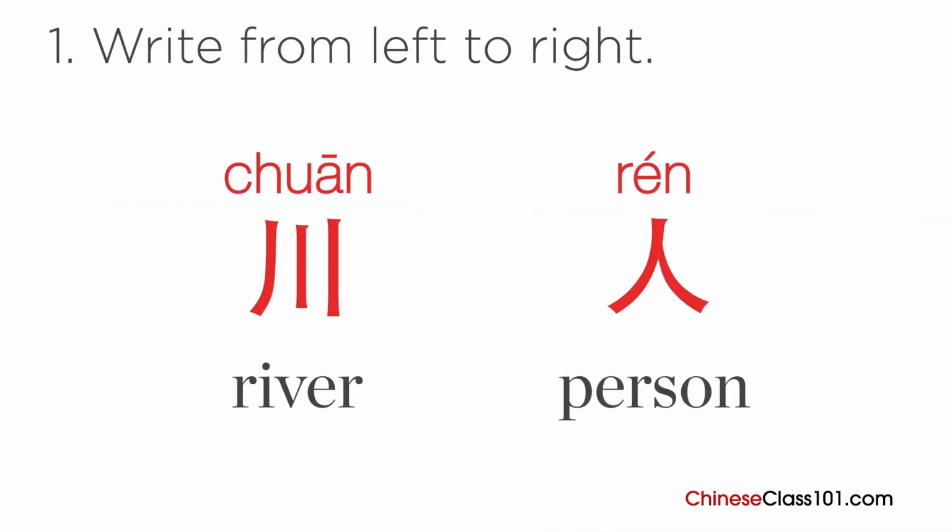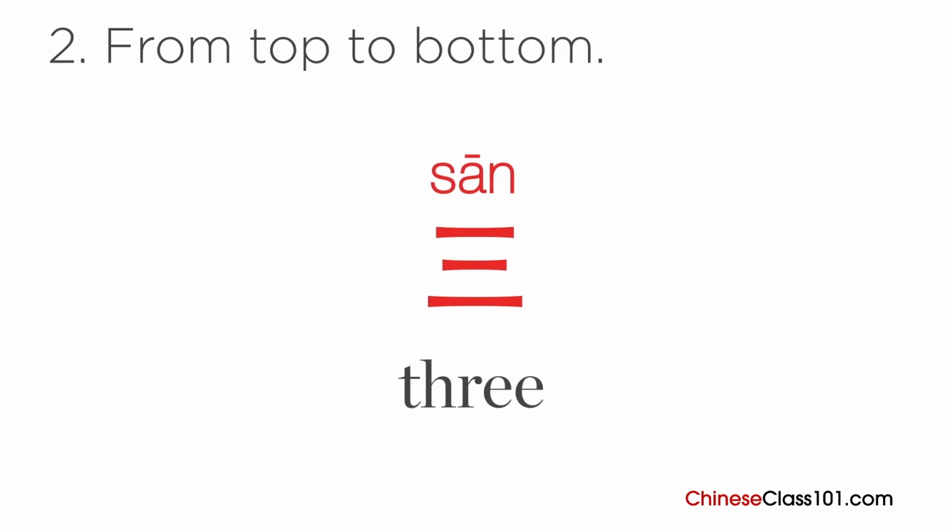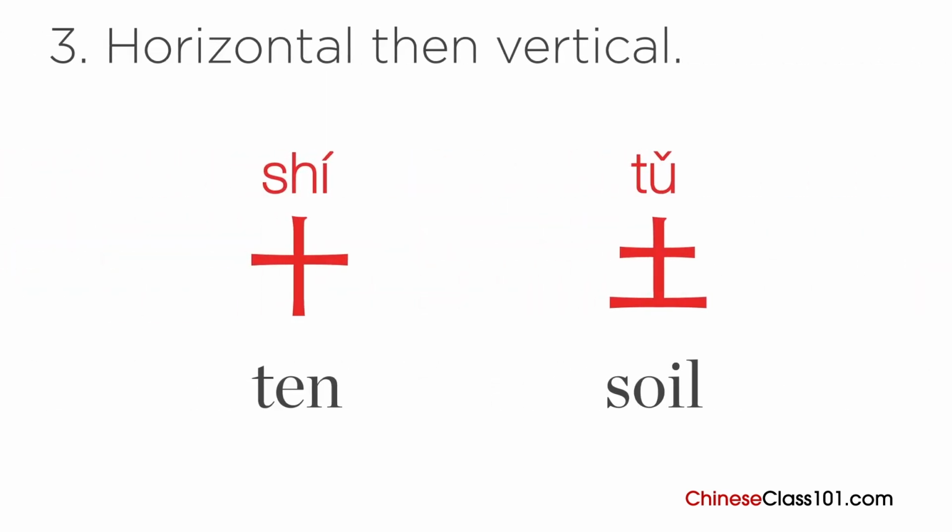Remember, write from left to right. 川, river. 人, person. From top to bottom. Horizontal, then vertical.